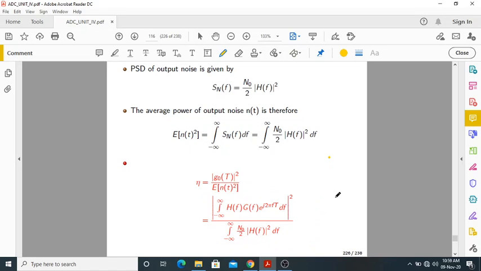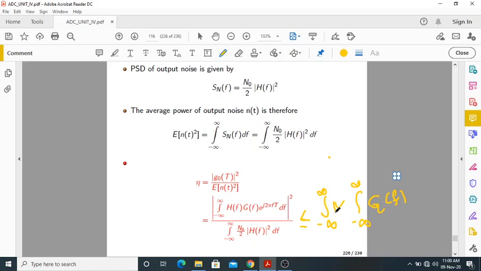What can you write here? This is less than or equal to, what can you write? What is this quantity? Just now you told me. The numerator becomes the integration from minus infinity to plus infinity of |H(f)| whole square into the integration from minus infinity to plus infinity of |G(f)| whole square. This is mod G of f whole square.